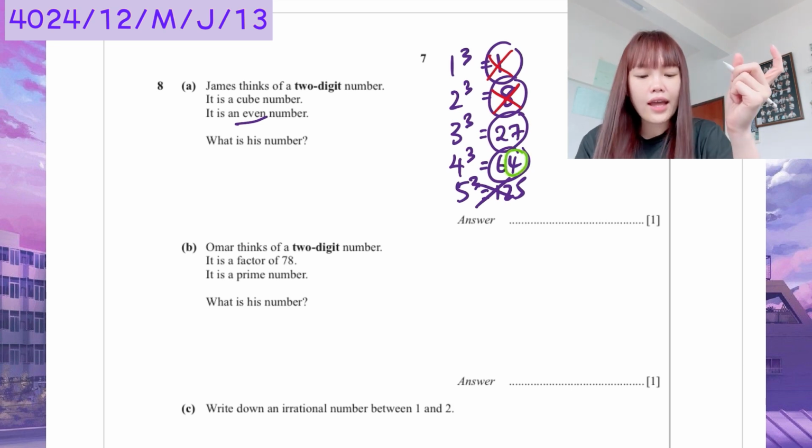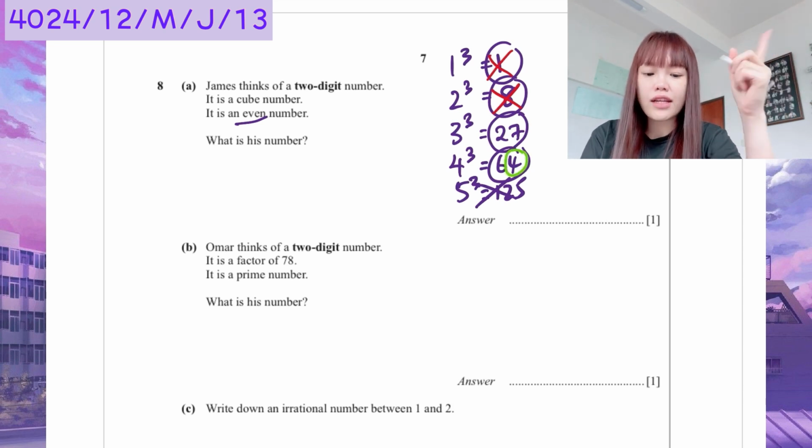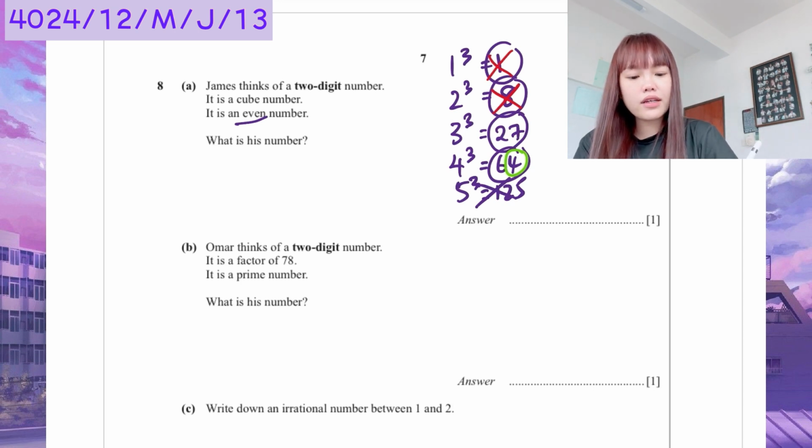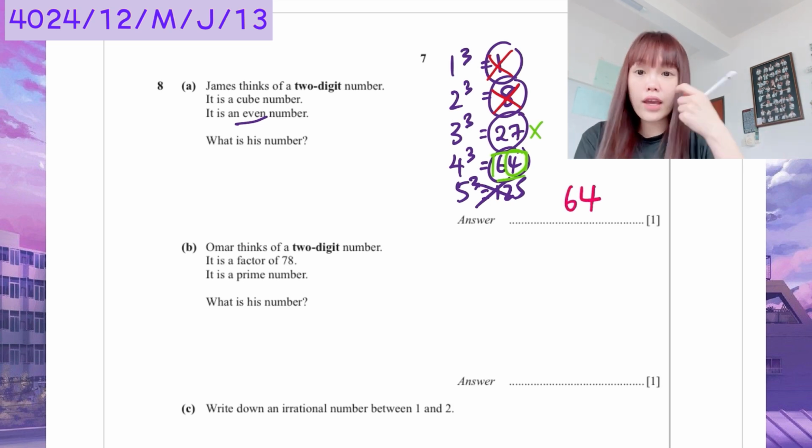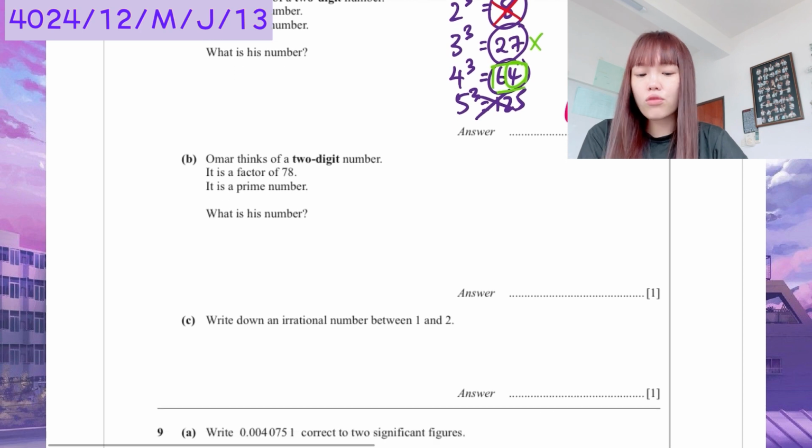Okay, the number at the end. If it's 24680, then it's even. So the even number here is 64. 27 is an odd number. So the answer is 64. Okay? Okay, D.